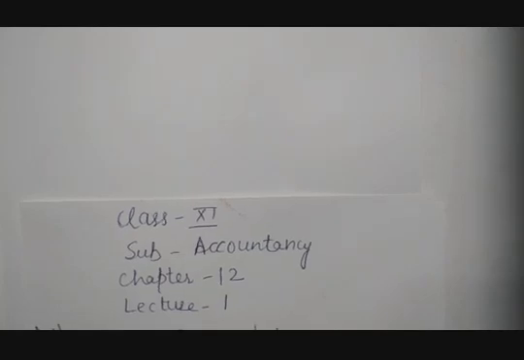Beta, in this chapter we shall study about purchase book, sales book, purchase return and sales return. These are called subsidiary books. So let's start our first numerical with purchase book. It is given on page number 12.31 in your book. First of all, they are asking you to prepare purchase book.